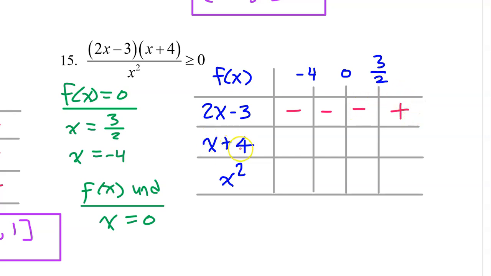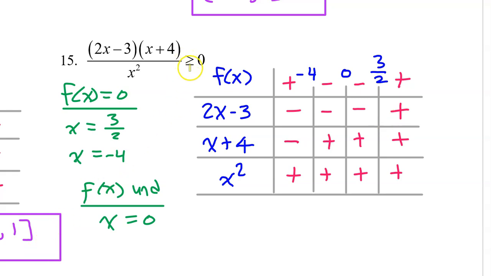Anyway, x plus 4 gave us the negative 4. This factor is negative on the left, positive on the right. X squared gave us the 0, but that doesn't matter. Because it is squared, this factor will be positive in every interval. F of x will be positive in this first interval because of the even number of negatives, and it will be negative in the next interval, negative in the next interval, and positive in the last interval.